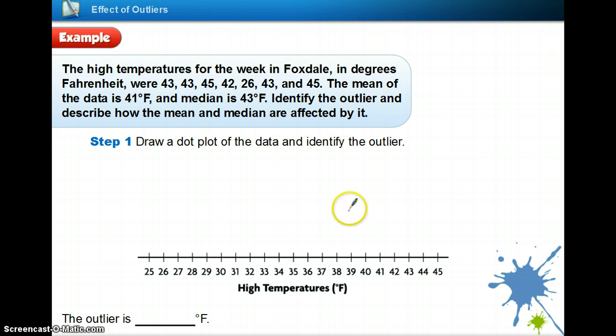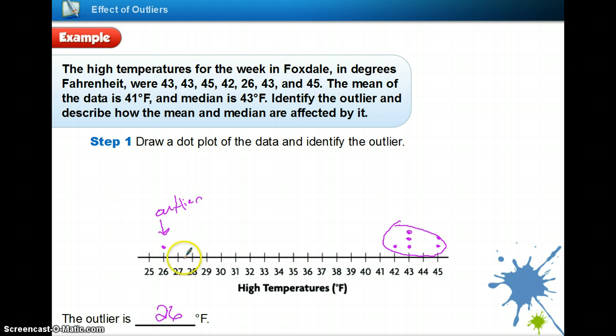Now again, we're going to start with drawing a dot plot. And we have 26. Then we have 42. We have 43, 43, 43, 45, and 45. Okay, notice that all the numbers are here except for this one. This is the outlier. So the outlier is 26.